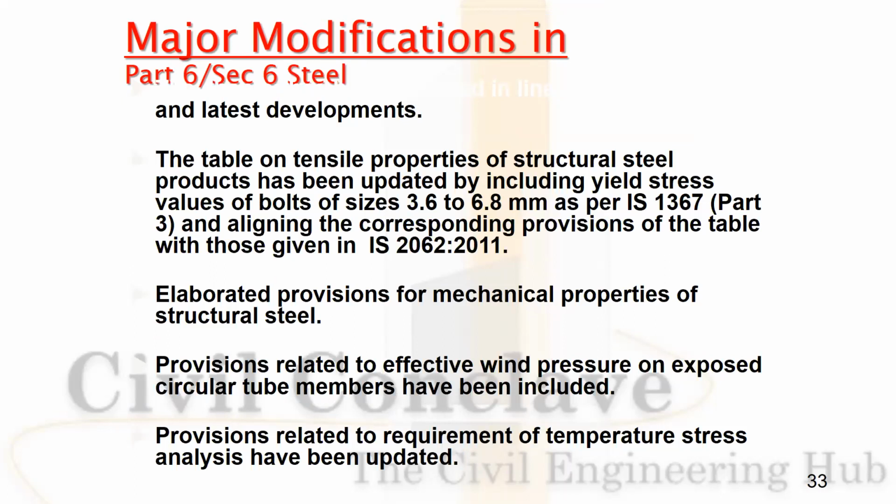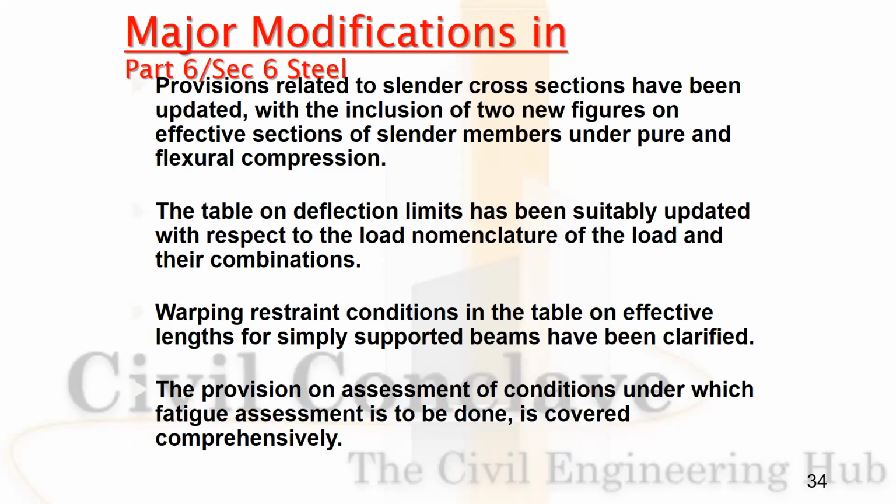The latest development, the tensile properties of structures have been updated by including yield stress, bolt sizes 3.6 to 6 mm as per 1367. Elaborated provision for mechanical properties of structural steel. Provision related to effective wind pressure. Provision related to requirement of temperature stress has been updated. Provision related to slender cross section has been updated. The table on deflection limit has been suitably updated. Warping restraint conditions in the table are effectively modified.